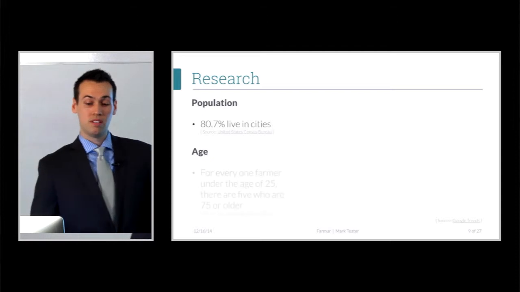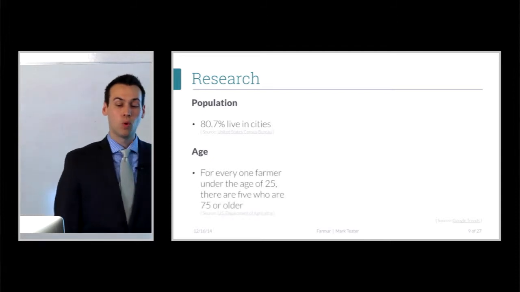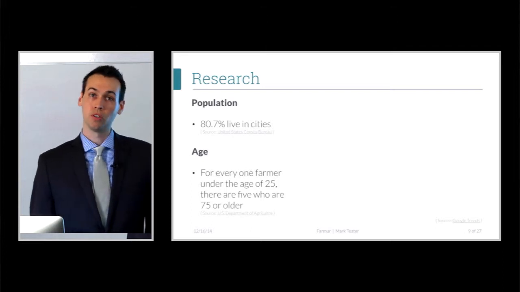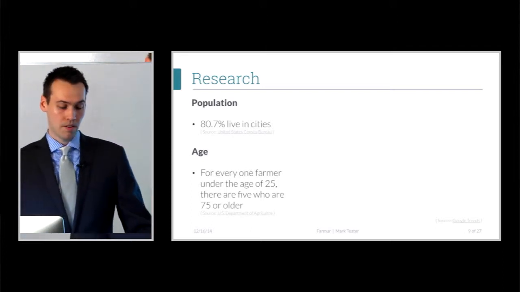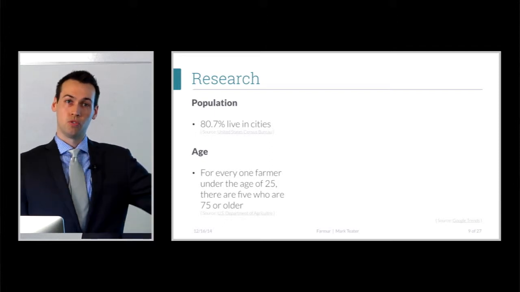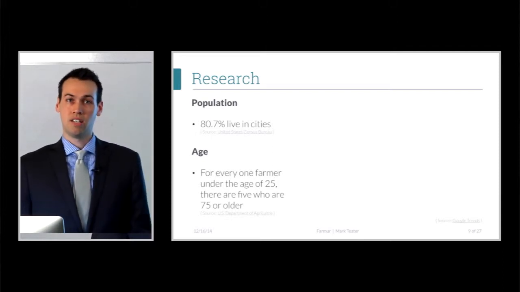Also, age. One of these interesting things was that for every one farmer under the age of 25, there are 5 who are 75 years and older. And what this is saying is that our farming population, or people who work in agriculture, are aging, and there aren't people replacing that population. So there's a segment of our population who is really young who aren't actively engaging in agriculture.